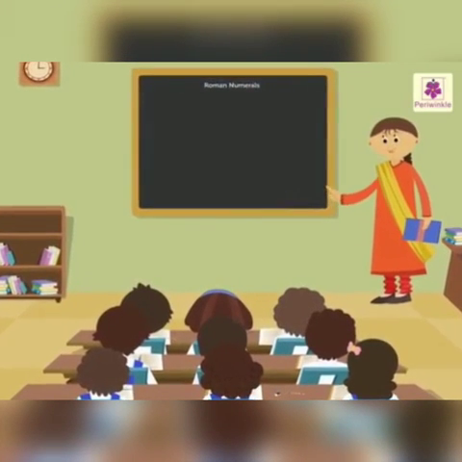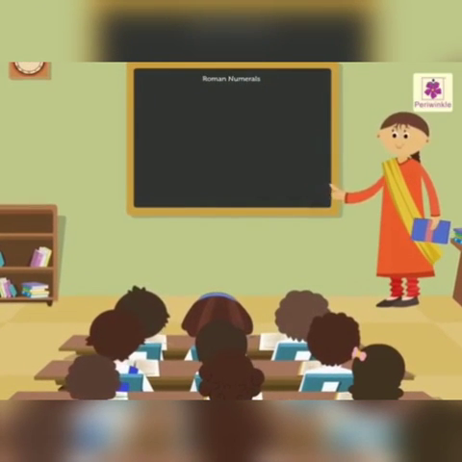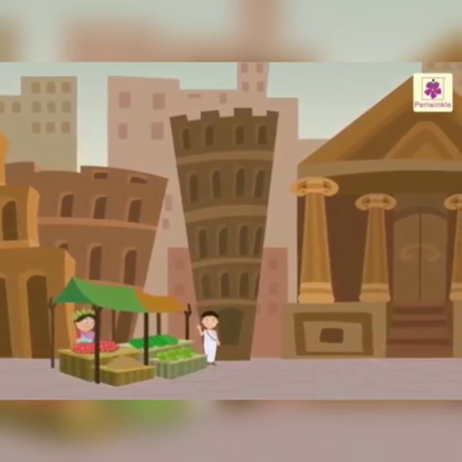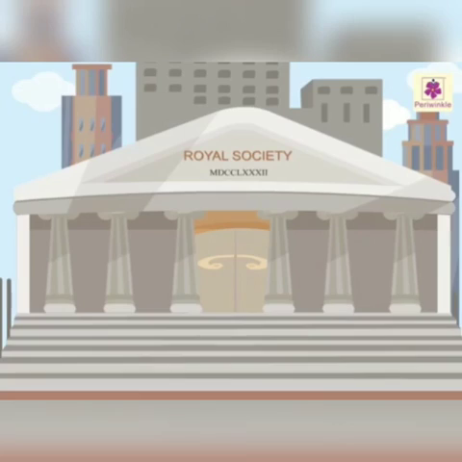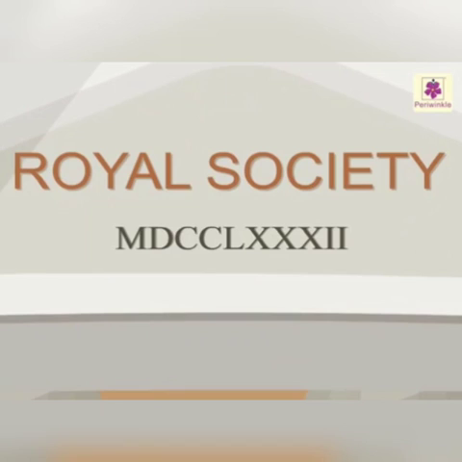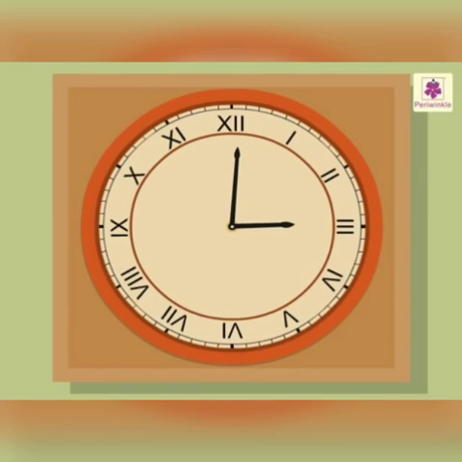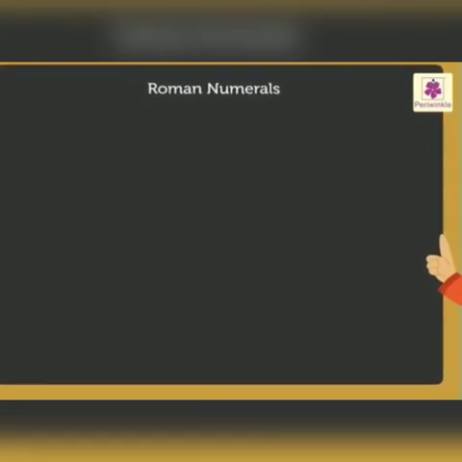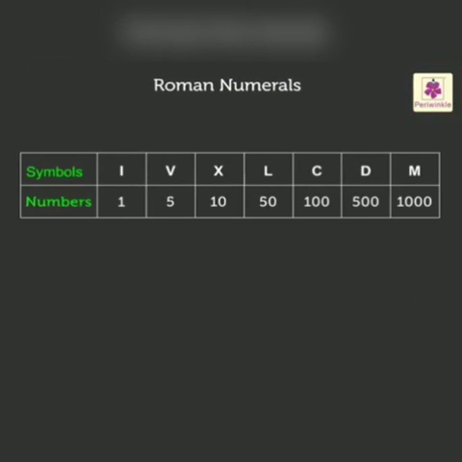and understand more about Roman numerals. We know that the ancient Romans used letters to write numbers. Even today, the building date on monuments and public buildings is marked in Roman numerals, and we also use Roman numerals in clocks and watches. Here are the letters used to write the numbers.